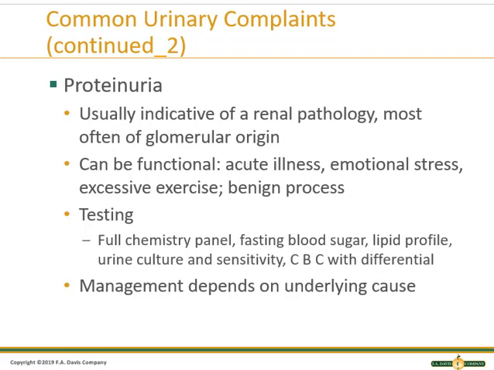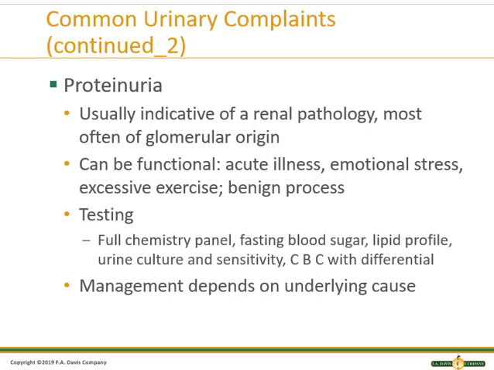Let's talk next about proteinuria. It's proteins found in the urine, and these are primarily globulin and albumin. Proteinuria is when there is renal pathology associated with these, most often of glomerular origin. There can be excessive protein in the urine as a result of emotional stress, excessive exercise, or acute illness, which seems to indicate a benign process. But it can also be reflective of serious issues.